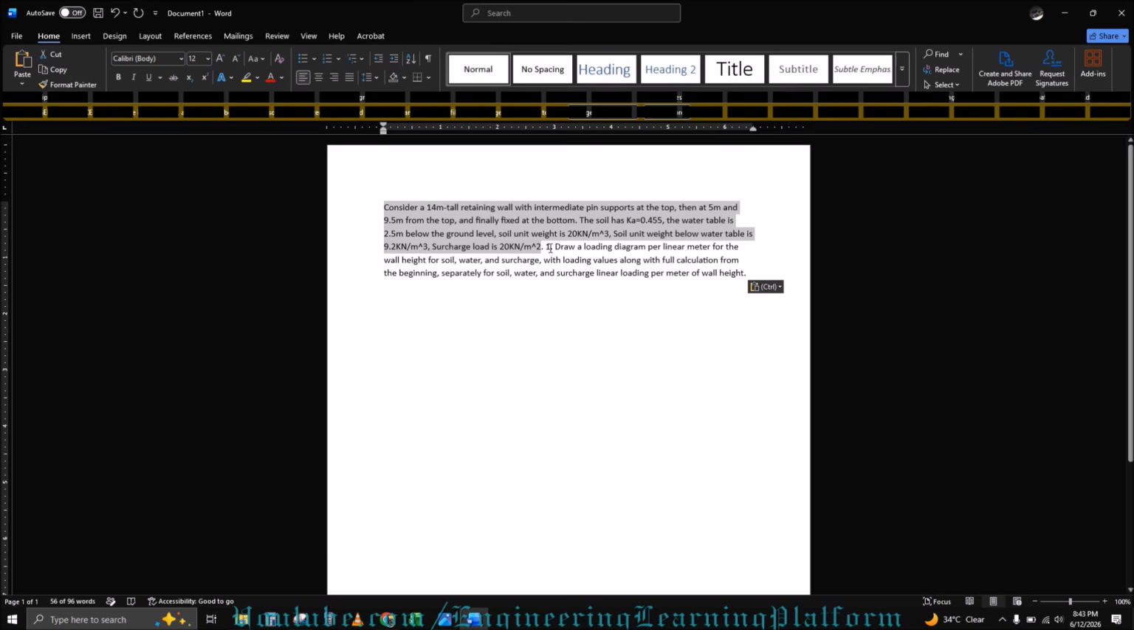Now the output you require from AI is: draw a loading diagram per linear meter. This is very important. Draw a loading diagram per linear meter for the height of the soil, water and surcharge, with loading values, with full calculations from beginning, separately for soil, water and surcharge loading. Additionally, sometimes the AI will not pick up that this prompt is asking to generate an image, so you can specifically add this: generate an image for this one.